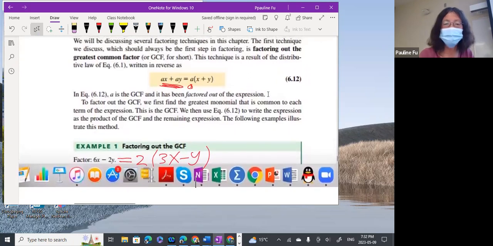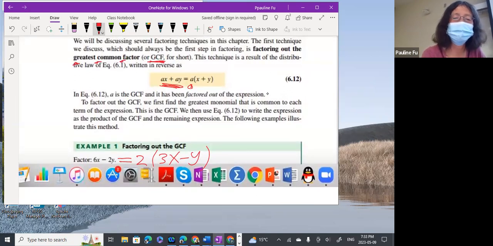There's a terminology here you may be aware of. What is GCF? It represents greatest common factor. Okay, in case you have this terminology in the test.